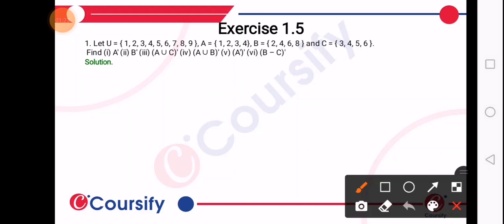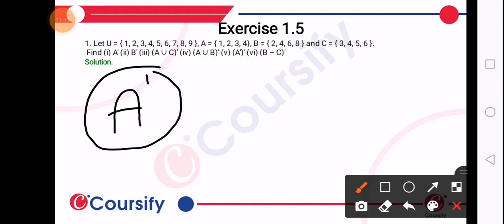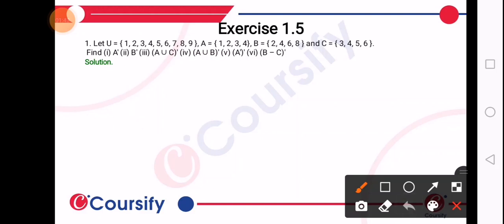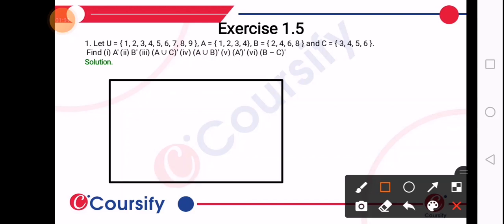Before we begin, let's understand what a complement means. The complement is first and foremost denoted by a single apostrophe. Now, what is a complement? Let's say there is a set of numbers, and out of those numbers we have taken a little set, which is a subset of the whole set.